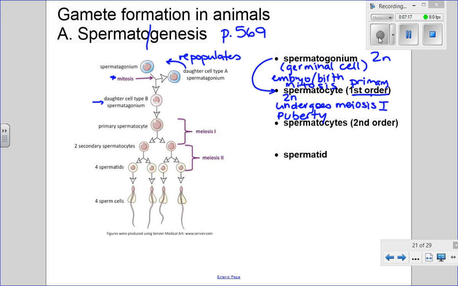Now, after we have our first order or primary spermatocyte, it becomes second order or secondary spermatocytes. These are N, so these are haploid. So at the end of meiosis 1, we have reduced the number of chromosomes. Spermatocytes, again, this part only happens during puberty, and these cells undergo meiosis 2.